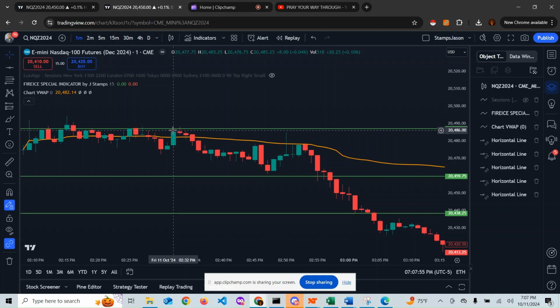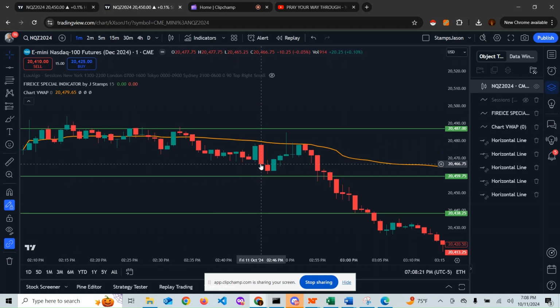It broke, closed above, this body closed above, even though it's a red candle. But notice how it did not close above this resistance line right here. All right, so it still did not break out of this range. So if you're trading support and resistance, you need to make sure you look at all of the different aspects of support and resistance. So yes, you want to see a break and close, but you also want to make sure you're looking at the bigger picture.